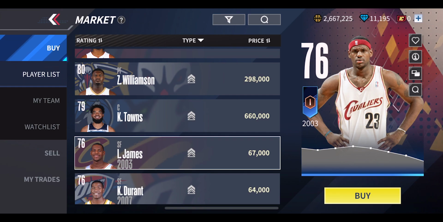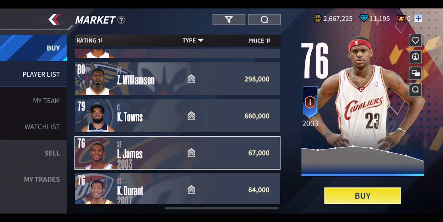But a card that, say, declined in price is LeBron James. You'll notice his card has declined in price, and that's probably because a lot of people are trying to sell this card, but not many people are actually purchasing the player itself. Now, why does that matter?